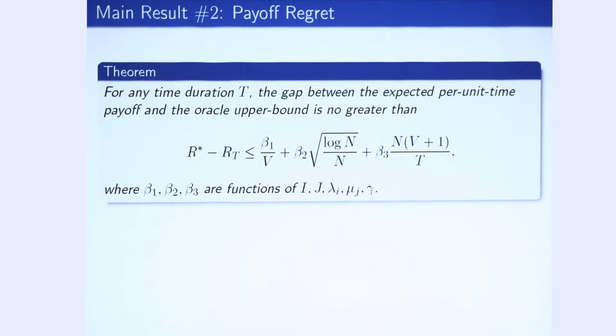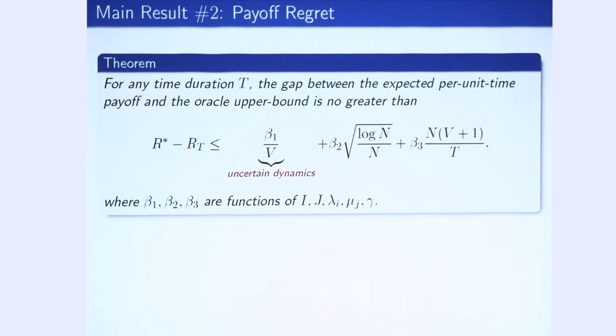Here, the coefficients beta 1, beta 2, and beta 3 just depend on the system parameters. You can view this as a constant if you do not scale the systems. The first term captures the uncertain dynamics. It decreases as 1 over v. The reason is that as v increases, our policy can track the long-term dynamics better. That's why the first term decreases.